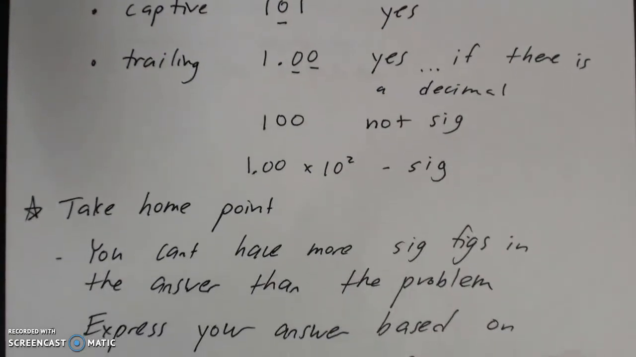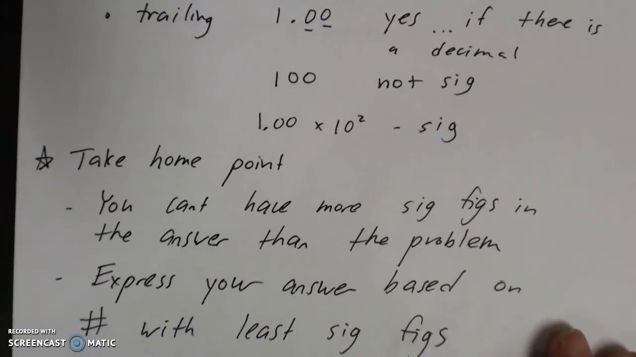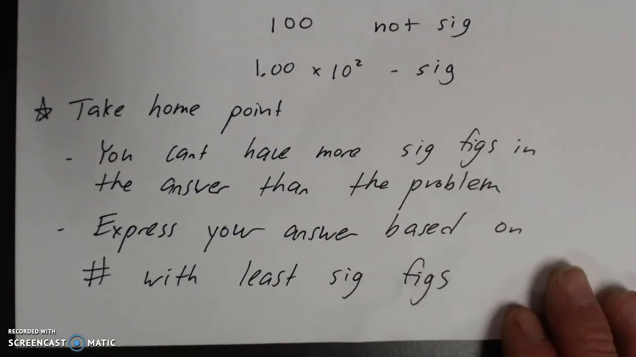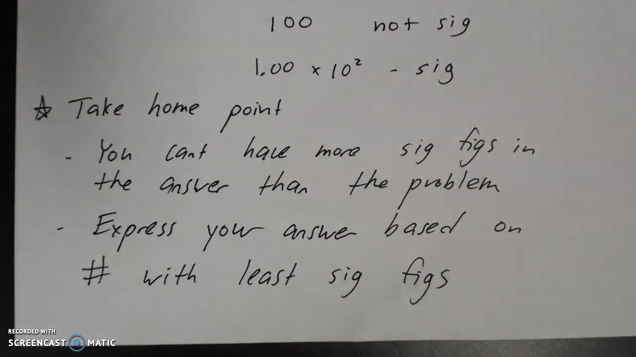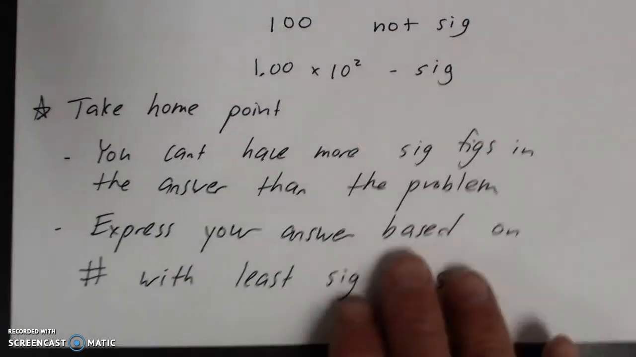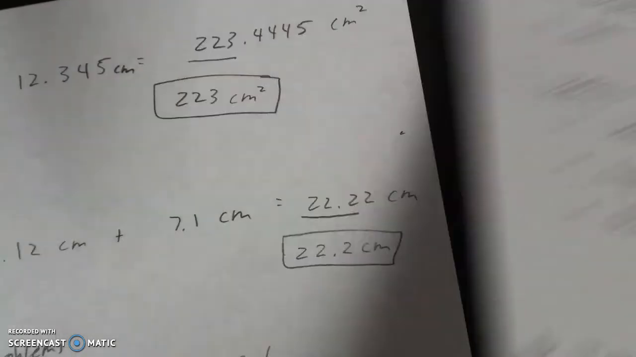So what do you have to know here? Take-home point. When we do physics problems in this class, you can't have more significant figures in the answer than in the problem. So you look at the numbers you're given, find the number that has the least significant figures, and your answer must be rounded to that number of significant figures. So let's do an example with that.